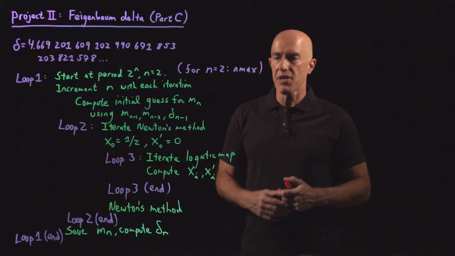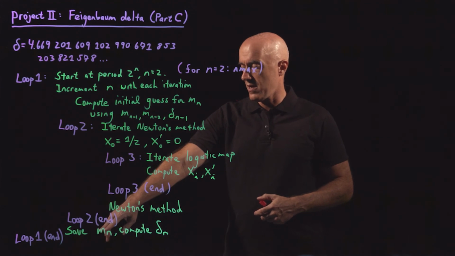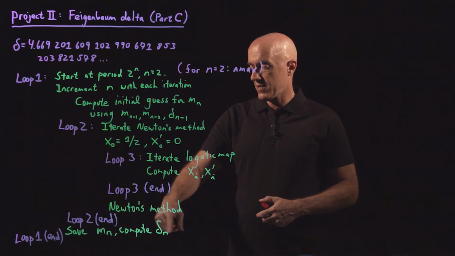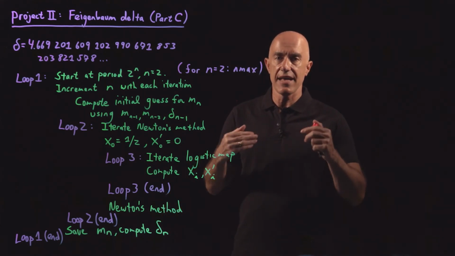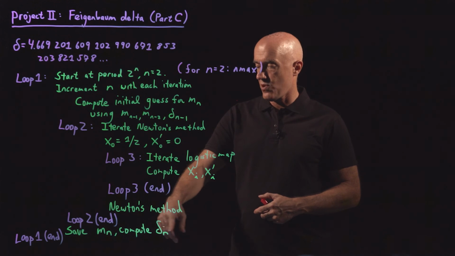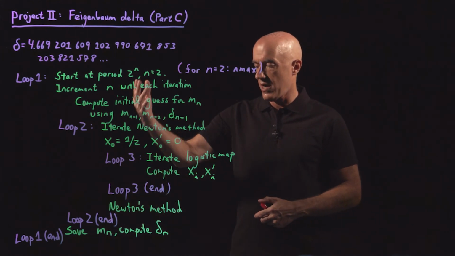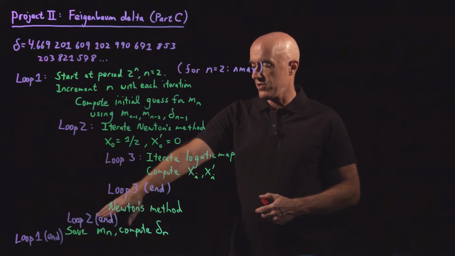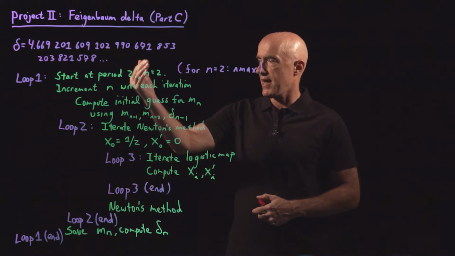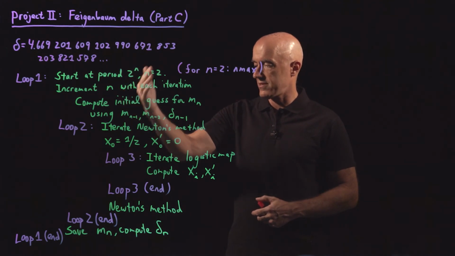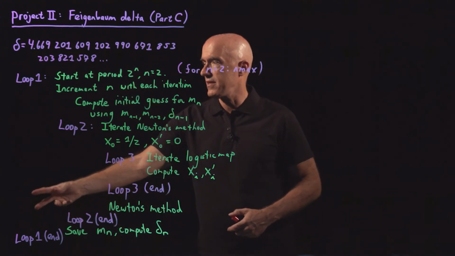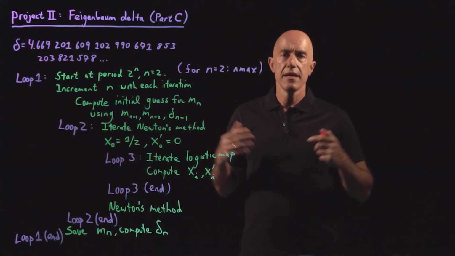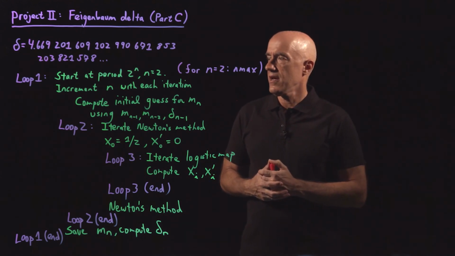You need to save it somewhere. You can't let it go away. You can compute your Feigenbaum delta at that level of n. That will be important. These numbers are important to generate our next guess for m sub n plus 1. So you need to save these numbers and use them at the top to compute the next initial guess. And then loop 1 ends. Okay, so go back to the top. Okay, that's the computational engine.